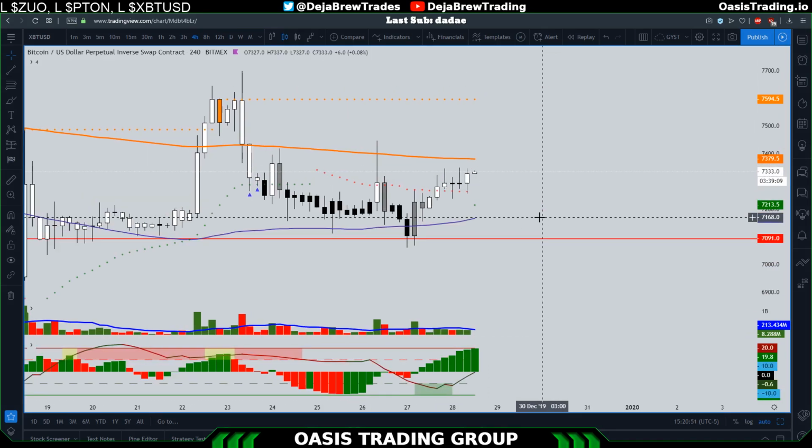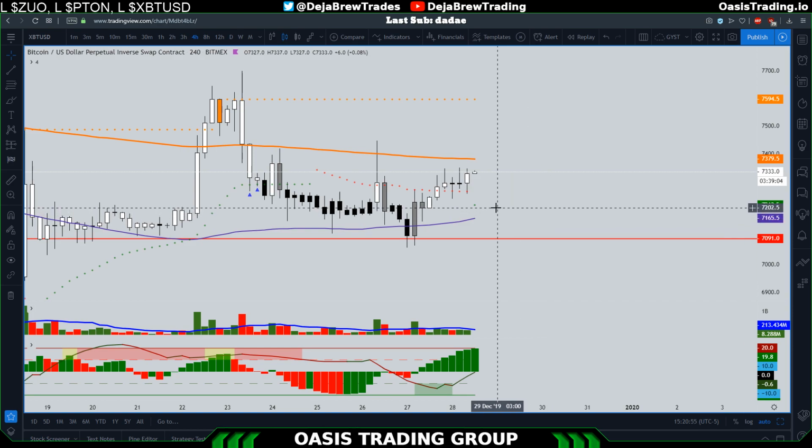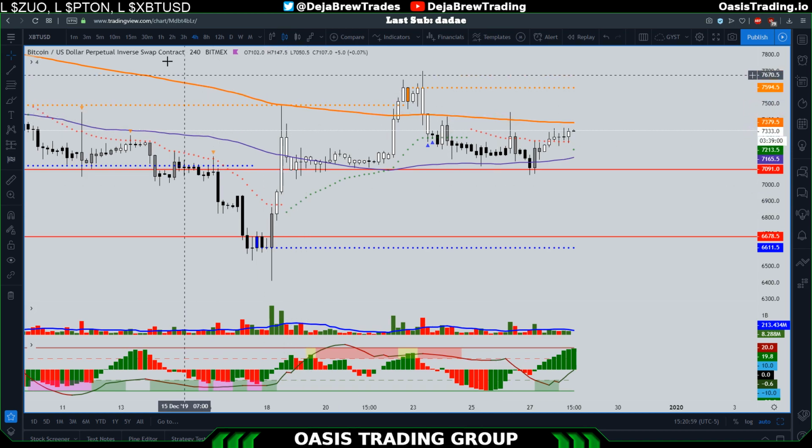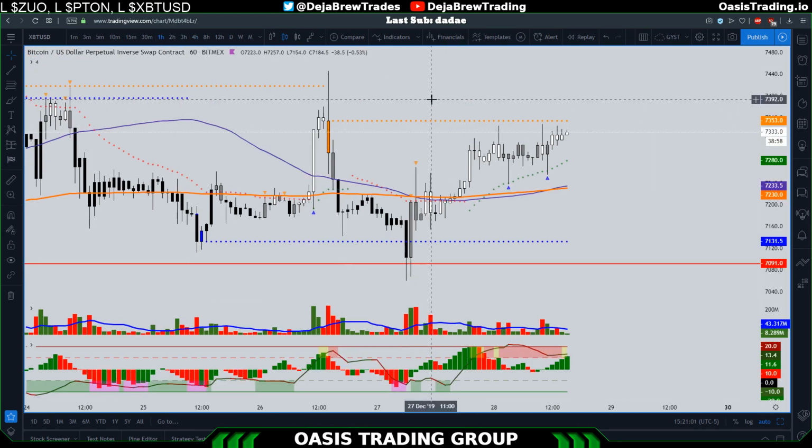The 4 hour is still not above the 200 EMA. We did just get a trail flip towards the bull side. So you do have a little bit of momentum coming in towards the bulls, but not a whole lot. Really no volume to back the shift.